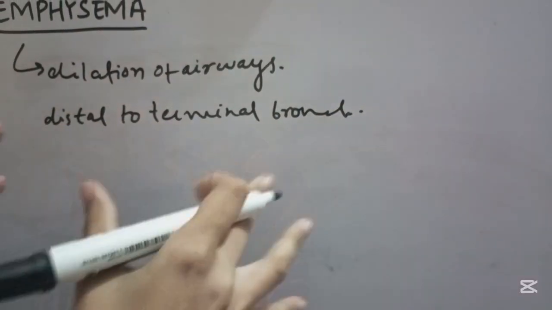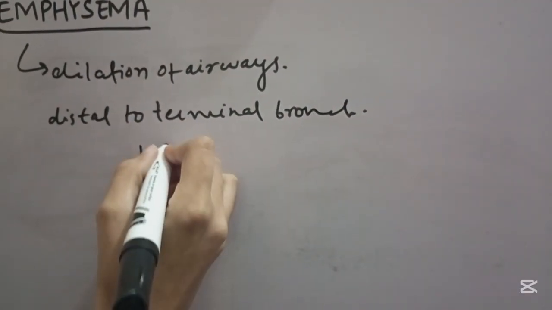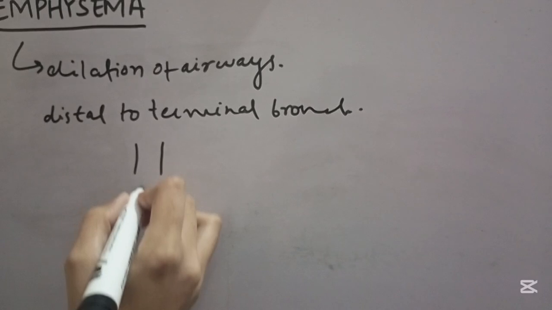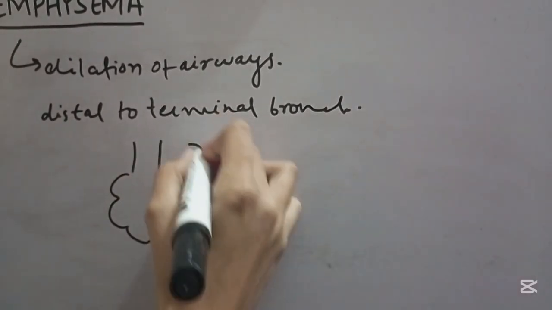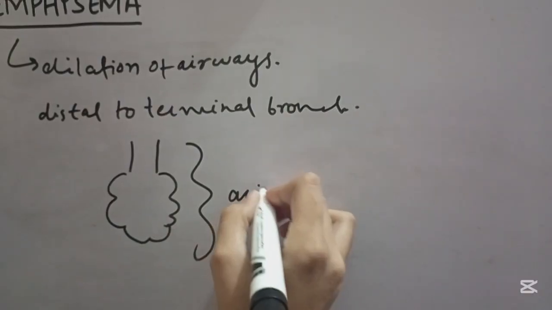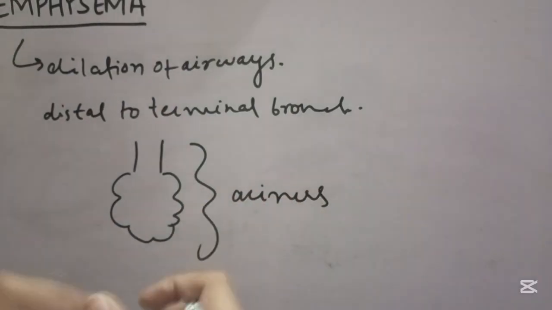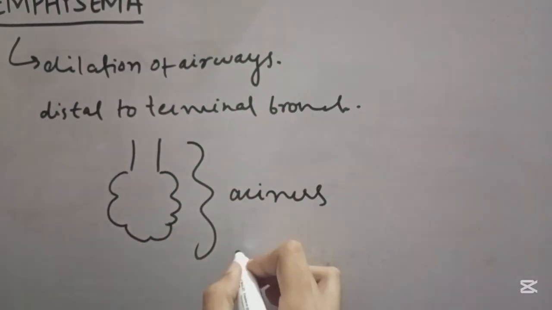So what are the structures which are included here? We have our respiratory bronchiole, alveolar duct, alveoli, the septa here, and this whole structure is known as acinus. If 3 to 5 acinus come together, then it is known as lobule.